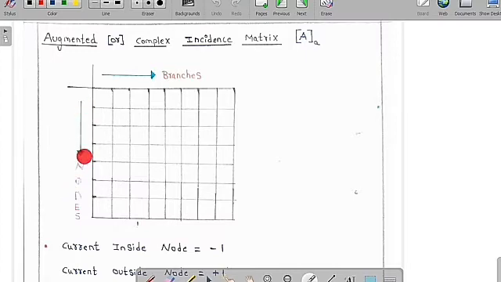The number of rows is equal to the number of nodes, and the number of columns is equal to the number of branches. Therefore, the order of the matrix is nodes cross branches, that is, the number of nodes times the number of branches.